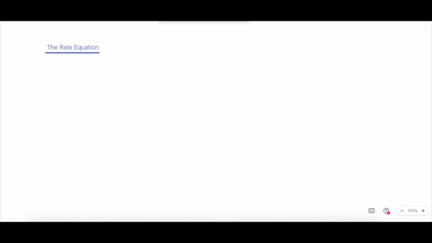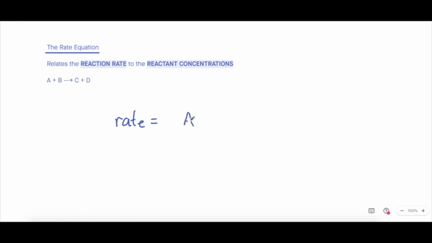So the rate equation. What this does is relate the reaction rate to the reactant concentrations. So let's say we have the following reaction. We've got two reactants A and B reacting together to form two products C and D. The rate equation for this would look like this. Rate is equal to, we just write the reactants, so that would be whatever A is and whatever B is. So the square brackets, remember, mean the concentration of A and the concentration of B.